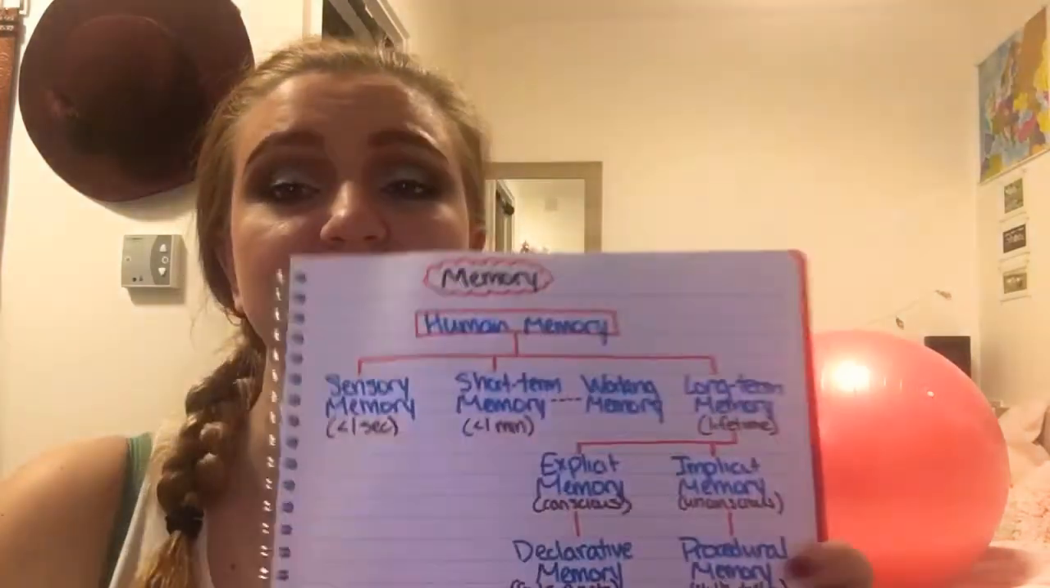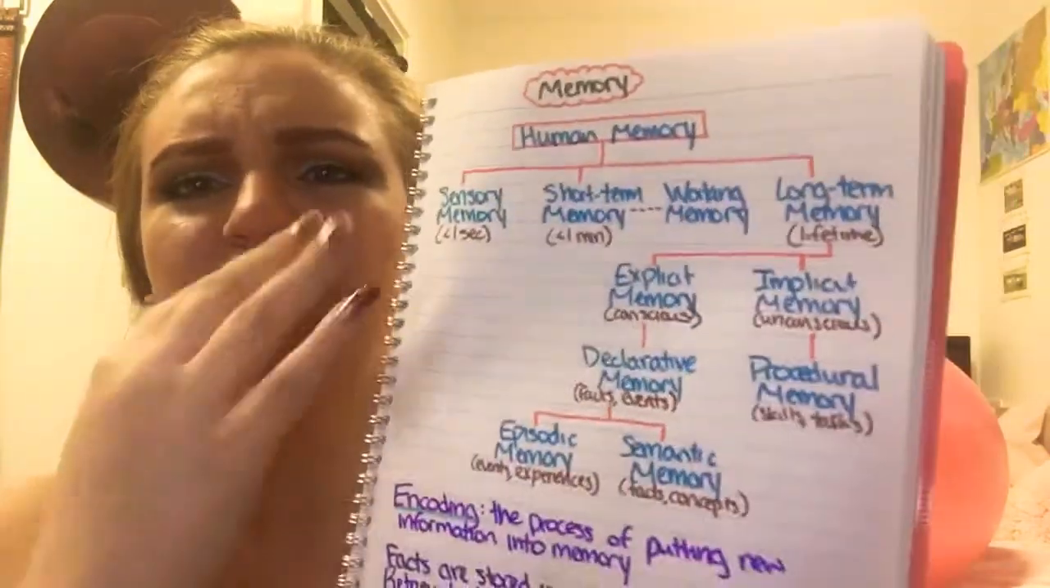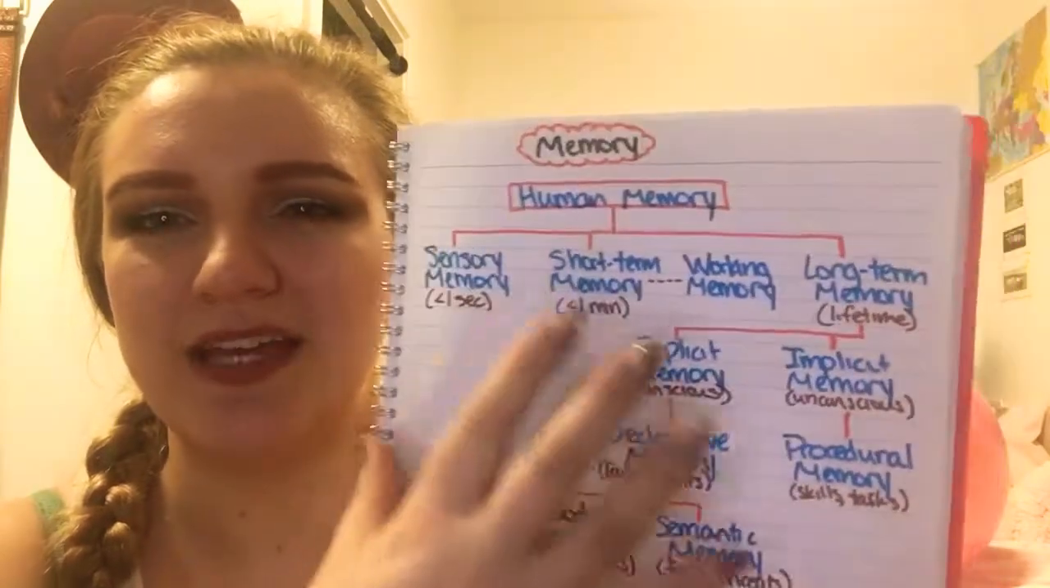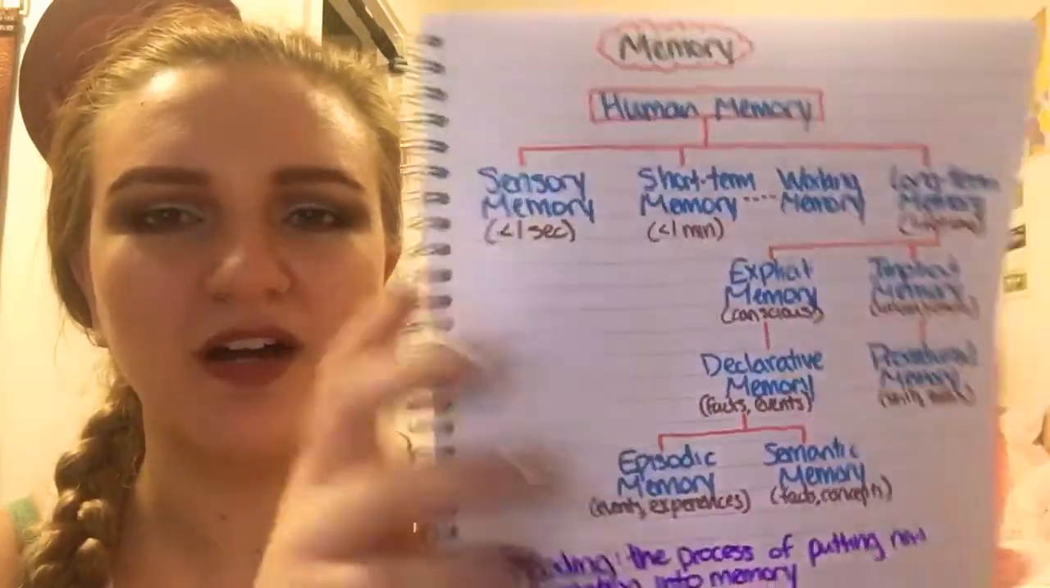Human memory, I think this is a very helpful chart. This is also from the quick sheets. I basically just rearranged it a little bit in a way that made a little more sense to me and used color to help me understand it a little bit more. So that's another thing with memory.